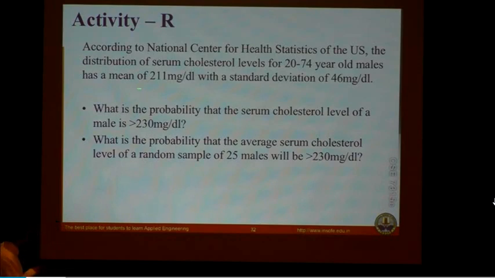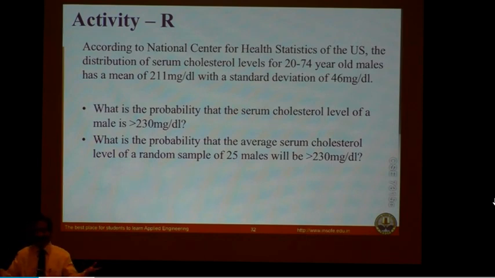In one case, I am interested in one individual's cholesterol level. In another case, I am interested in the mean of 25 such individuals. That's the difference. One individual versus the mean of 25 such individuals. How do I do this? The assumption is that they are normally distributed. First one, what do I do?